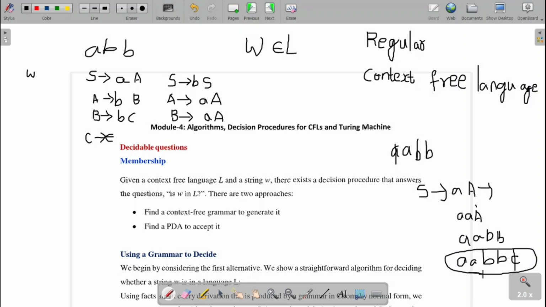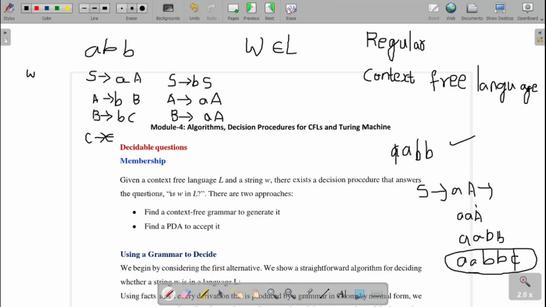So the given language, what is our language? ABB. So this belongs to that class of language. That is the membership problem. So what is that problem? We should be in a position to tell whether our given string belongs to that context-free language or not.